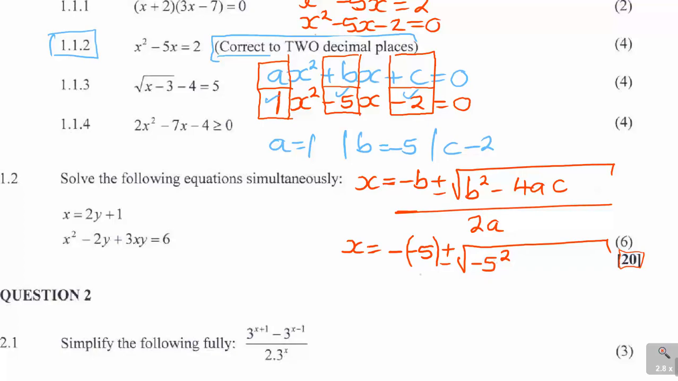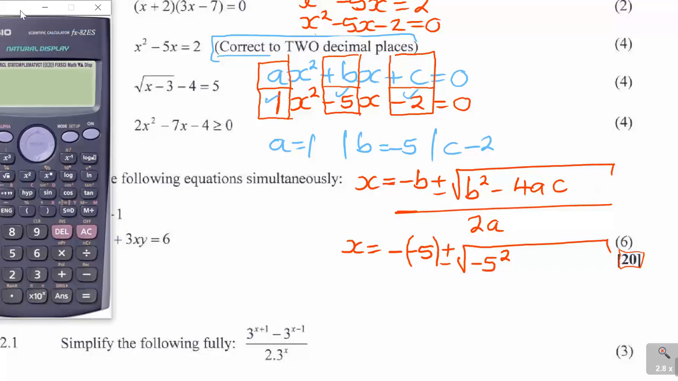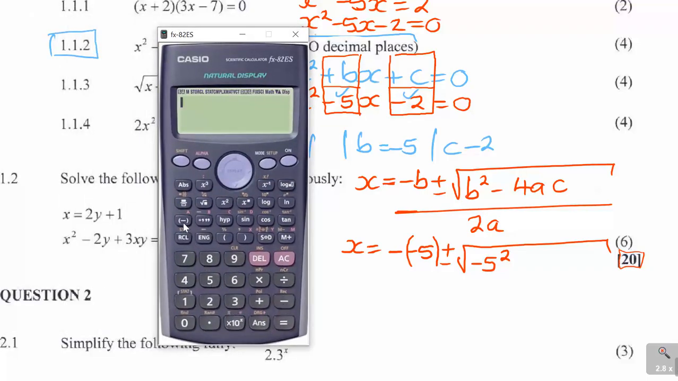Why? Let me show you with the calculator. Whenever you punch it with the calculator, if you say minus 5 squared, in as much as yes, you put the square, the calculator interprets that as minus 25. But look, if I put a bracket there, instead of minus 25, I'm now getting a positive 25.